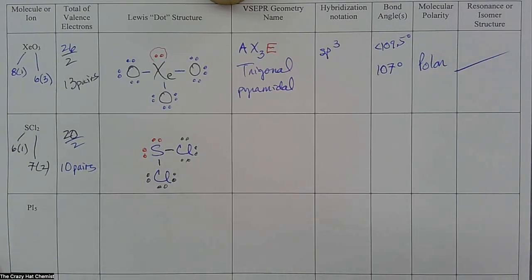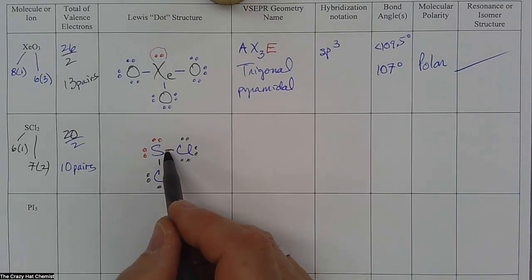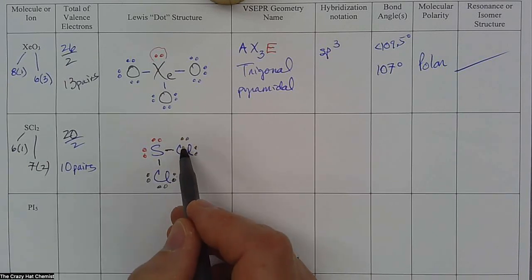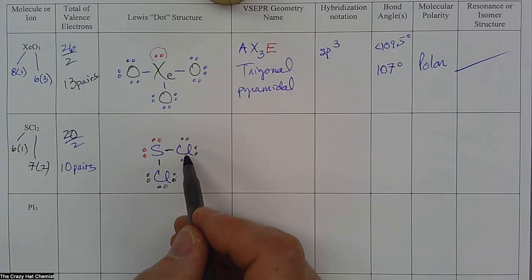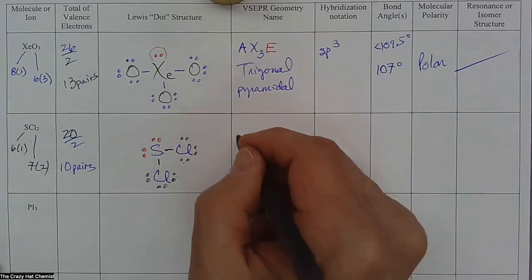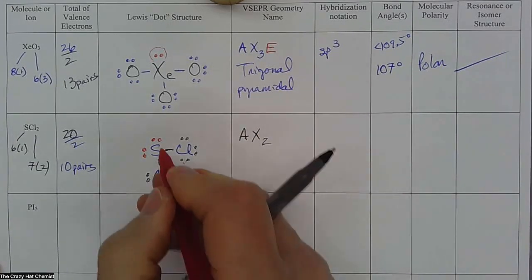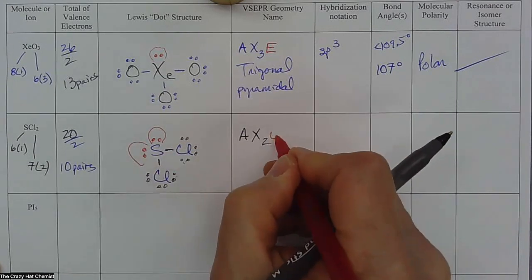Notice that the chlorines are halogens, and they always look the same thing when they are not the central element. And that is single bond, 3 sets of lone pairs. You will never find chlorines, fluorines, iodines, or bromines doubly bonded. Never, ever, ever. A, X2, and then E2.